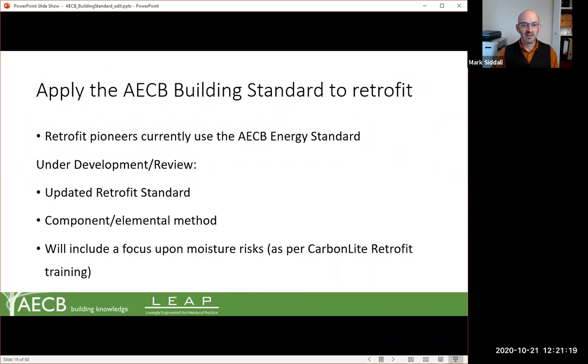In terms of applying the AECB Building Standard to retrofits, currently there are pioneers using the Energy Standard to underpin their design. But the Carbon Light retrofit training program recognises that there are some issues with that in terms of making sure that moisture issues are also addressed. So currently the AECB is updating and reviewing retrofit standards, looking at component methods that can work with buildings, and also making sure there's a good, strong focus on addressing moisture issues that can arise, and do arise, in a retrofit scenario. So watch this space for that.